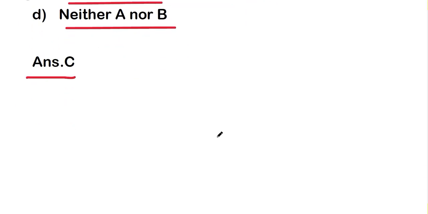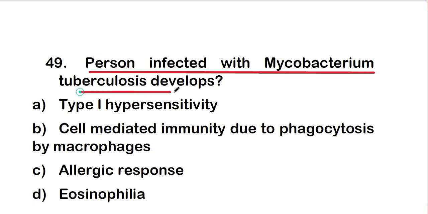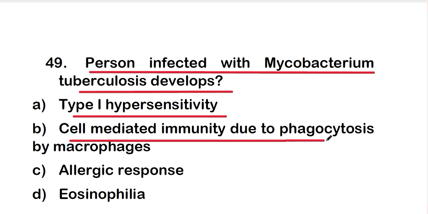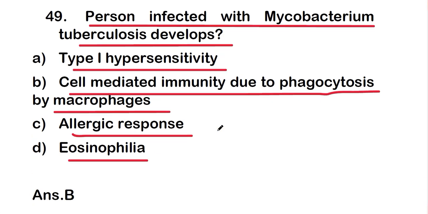Okay, so question number 49 is: a person infected with Mycobacterium tuberculosis develops type 1 hypersensitivity, or cell-mediated immunity due to phagocytosis by macrophages, or allergic response, or eosinophilia. And the right one is option B, that is cell-mediated immunity due to phagocytosis by macrophages. So a person infected with Mycobacterium tuberculosis develops cell-mediated immunity due to phagocytosis by macrophages.